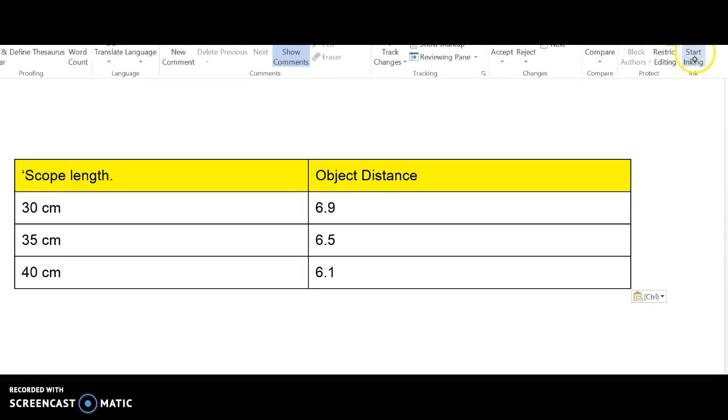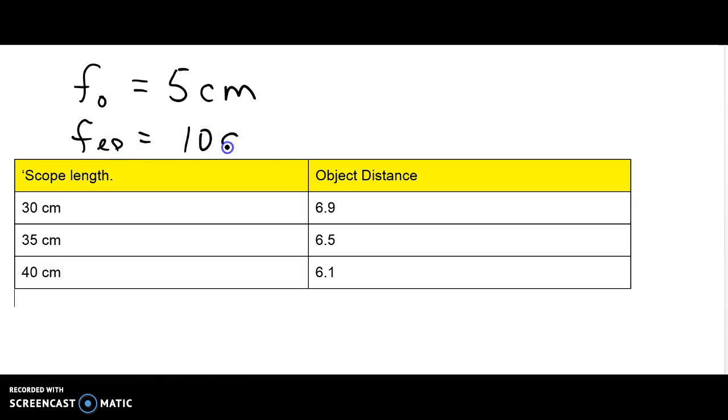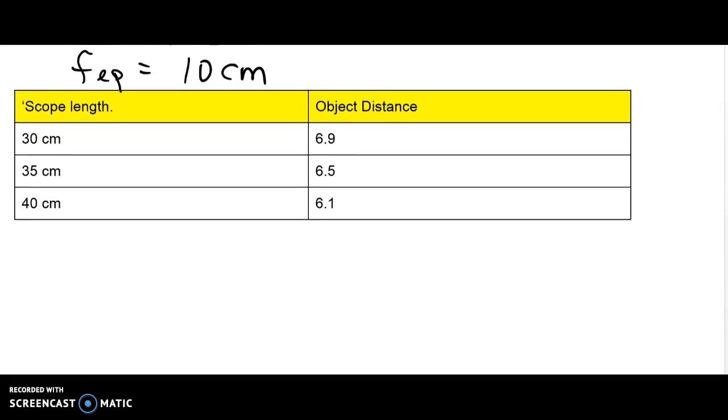And I want to add a little bit more. I want to add that the focal length of your objective lens, which is the lens closest to your object, use 5 centimeters. And for the focal length of your eyepiece, I think you should use 10 centimeters. Those data I think is all you need in order to calculate everything you need to calculate in the lab.